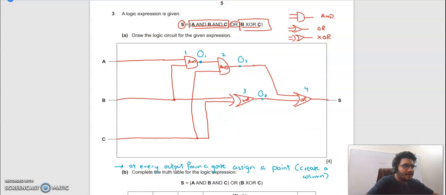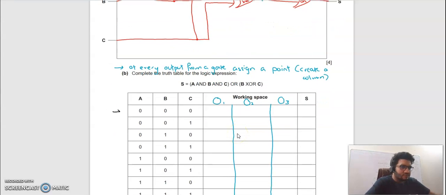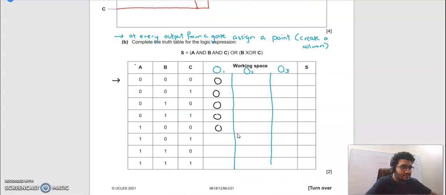So let's see. O1 is a simple AND gate. The output O1 is with A and B, and it's a simple AND gate. So I'll need to process these inputs with an AND gate. So 0, 0 is 0, 0, 0 is 0, 0, 0, another 0. Remember, I'm considering only A and B for O1 because A and B were ANDed, and the output for A and B is actually O1 after I AND them. So 1, 0 is 0, and finally 1 and 1. So that's my first column done.